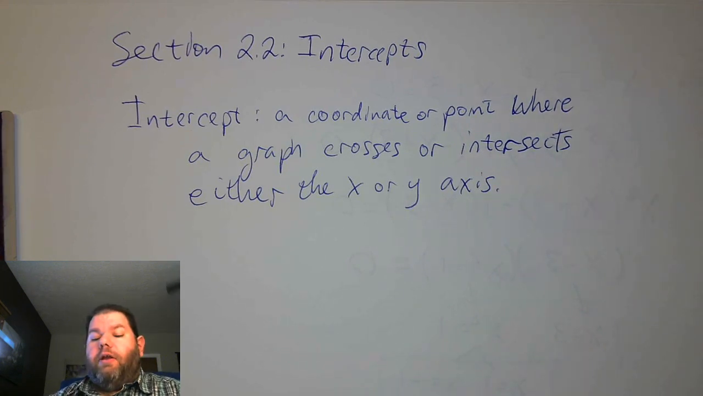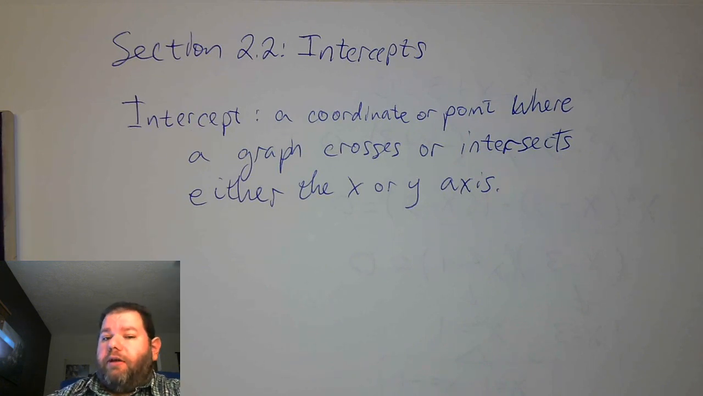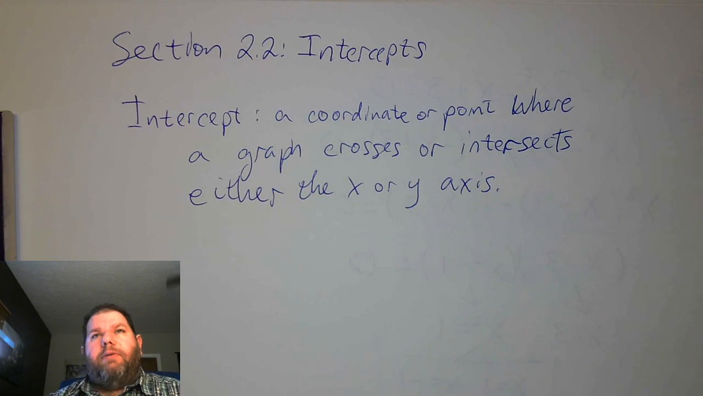Okay. Now, to begin with, we're going to look at this from a graphical standpoint, and we're going to look at it from an equation standpoint. You know, how to find intercepts with the graph, and how to find intercepts if we don't have a graph, we just have the equation instead.